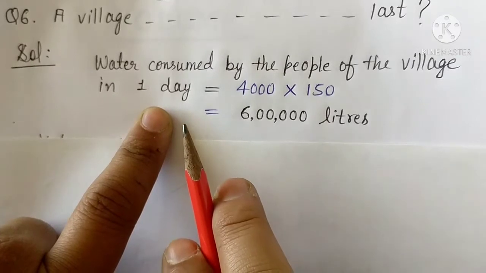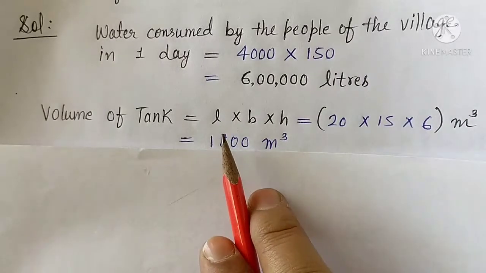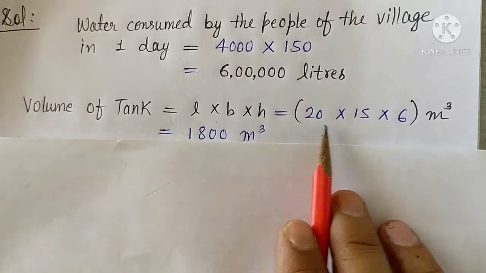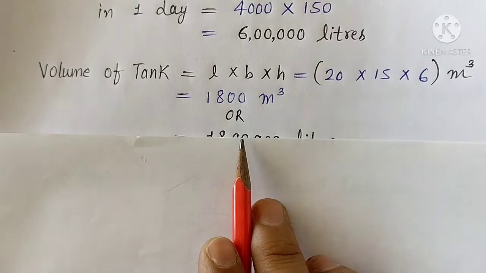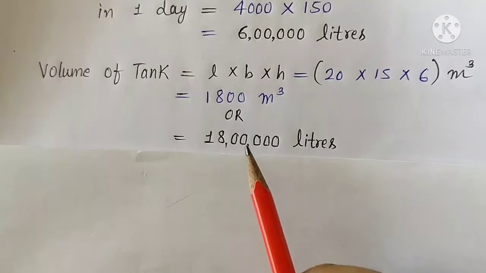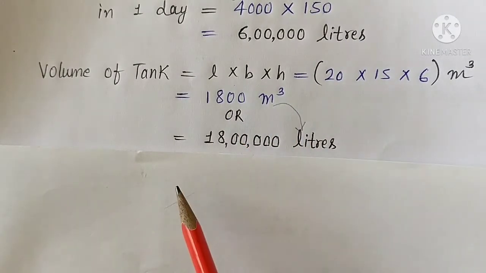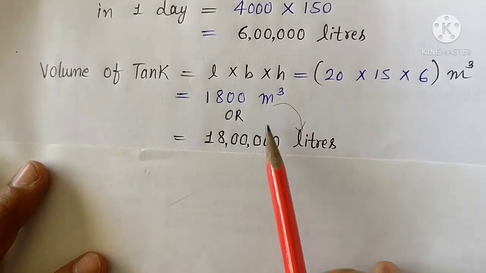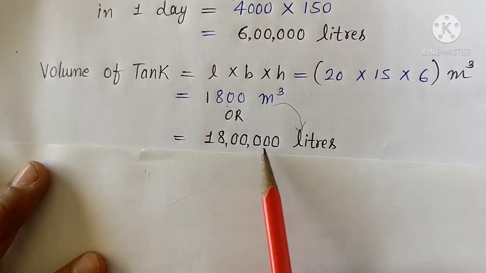So it means number of days we have to find out. Before that we have to find the volume of the tank. First, volume of tank formula, L into B into H. Length is given 20, breadth is given 15 meter and height is given 6 meter. All are given in meter only, so the answer will come in meter cube. Multiply them, it will come 1800 meter cube, or we can say 18 lakh liters. What we have done? Meter cube we have converted into liters by multiplying this 1800 by 1000, so it becomes liters. So it becomes 18 lakh liters.